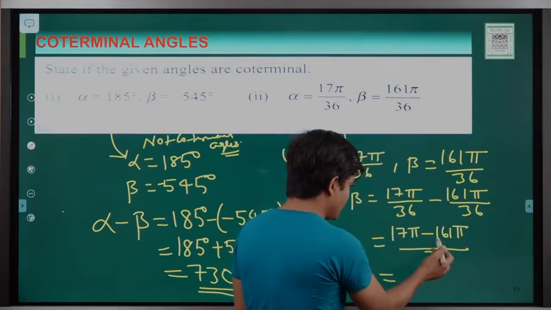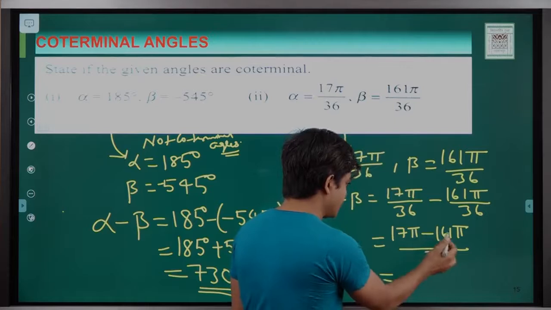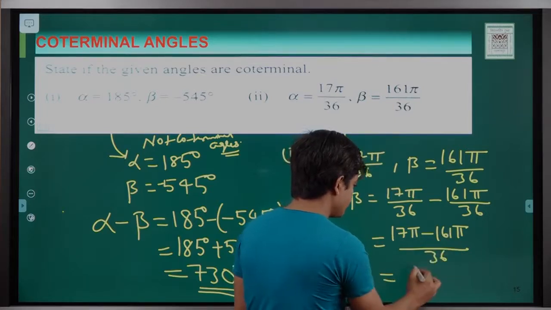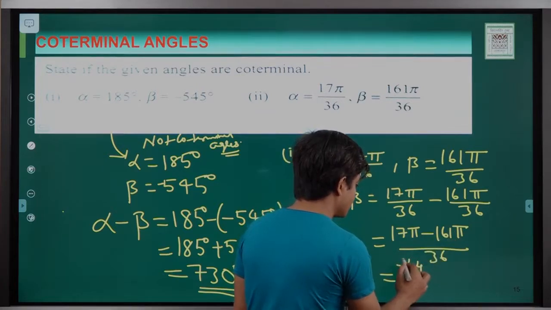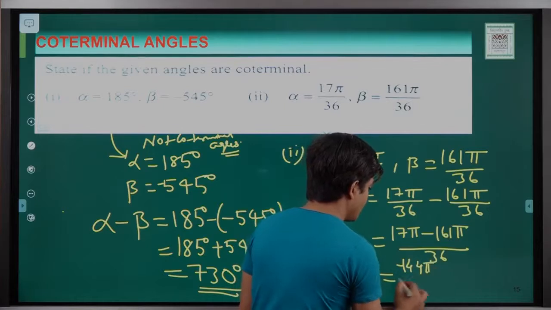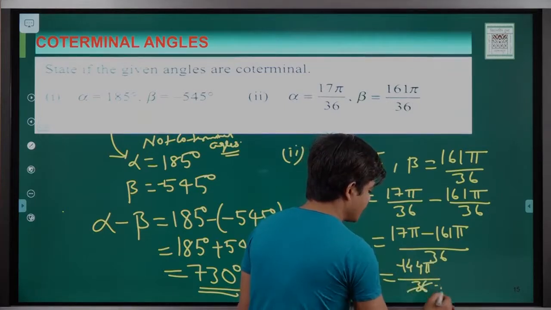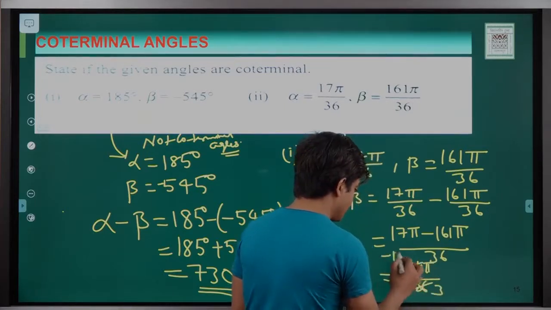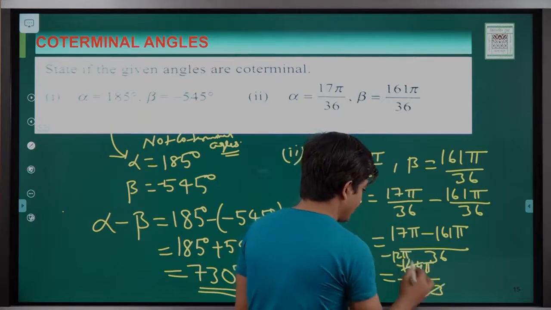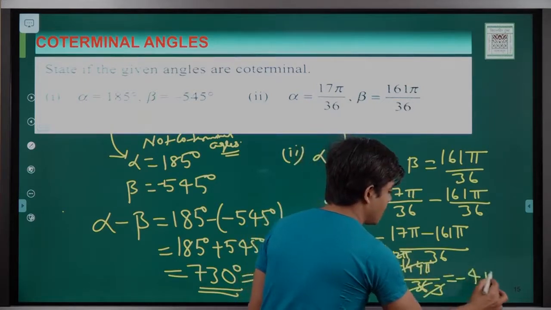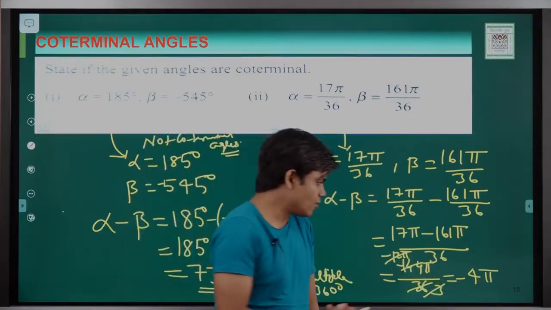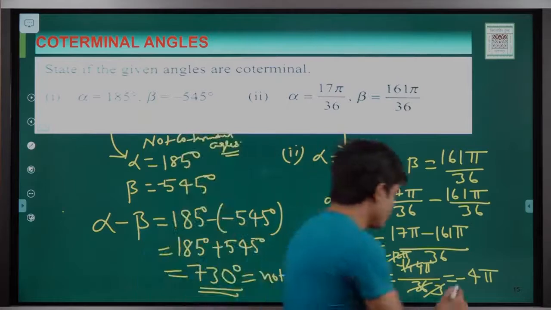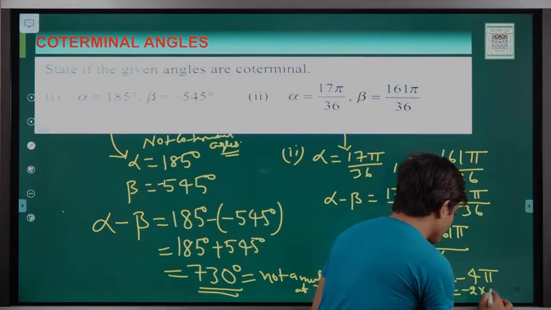Okay, so what will be its difference? It can be seen easily that 11 minus 4 is 7, so it will be 4, and 4 minus 144 pi upon 36. So 12 3s are 36, 12 12s are 144. Okay, so finally we are getting minus 4 pi. And certainly it is a multiple of 360 degree. It is a multiple of 2 pi. We can write it as minus 2 into 2 pi.